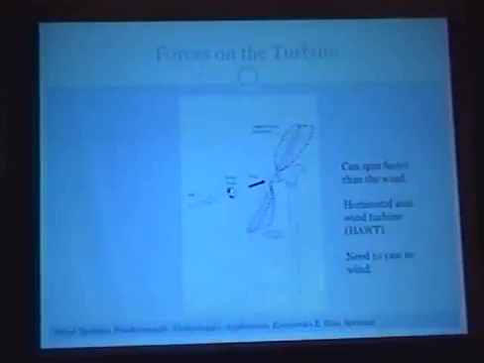So this is called a horizontal axis turbine because the axis is horizontal, HAWT sometimes. They're also vertical axis turbines. One disadvantage of this is that you need to so-called yaw into the wind. So if the wind is blowing in this direction, you have to be pointed in that direction. If the wind changes, you have to repoint the turbine.